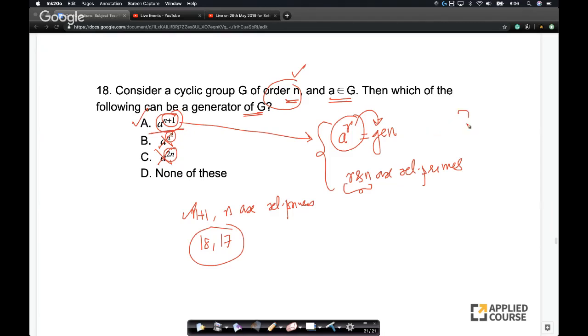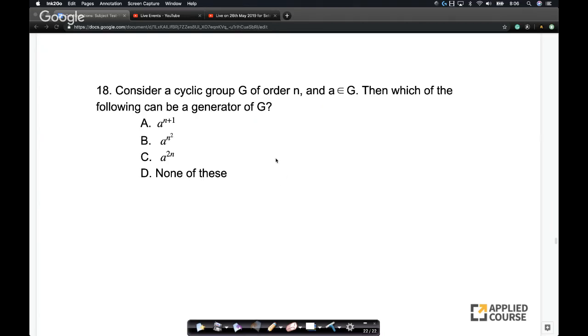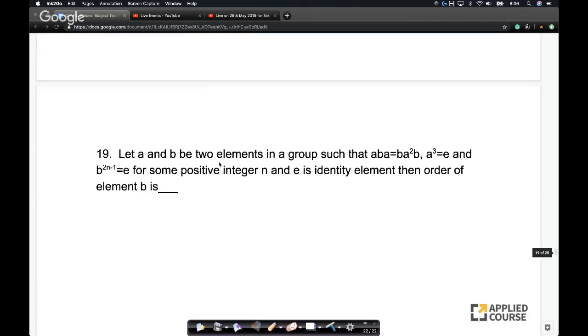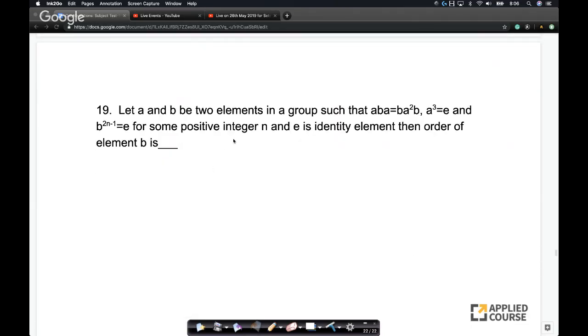Again, for this, you have to know that if A power R is a generator, then R and n are relatively prime. This is a very important property that we discussed in the course videos. You just apply it and you get it, right? So if you know that theorem, it's very simple. Otherwise, this is a very hard problem. If you don't know, it's going to be a hard problem.